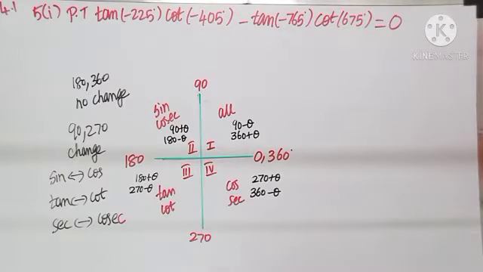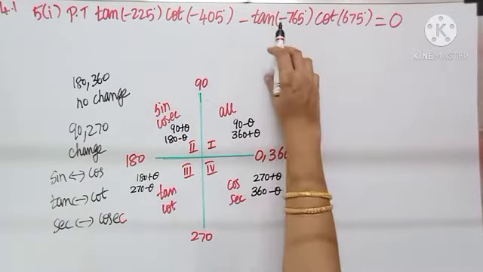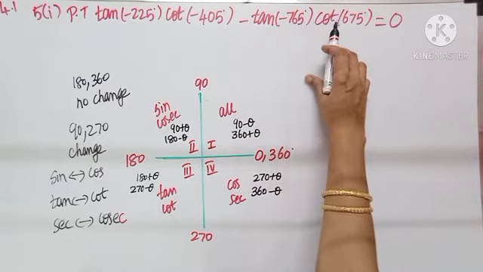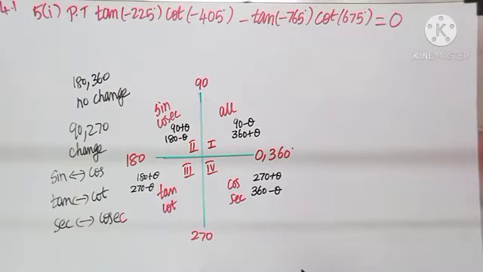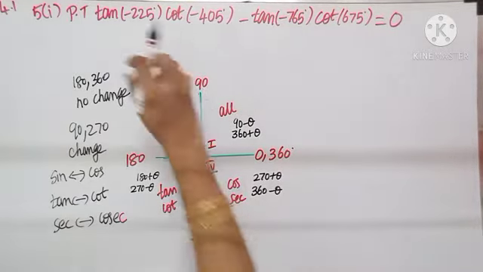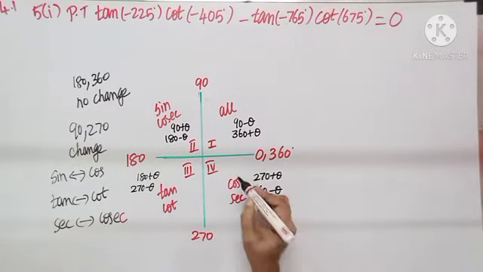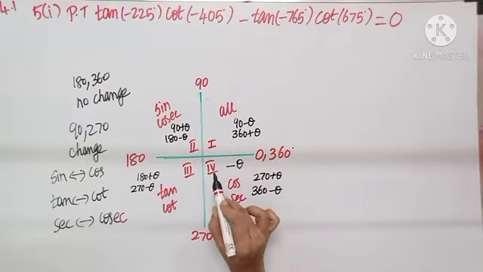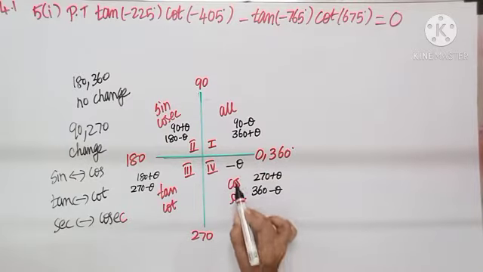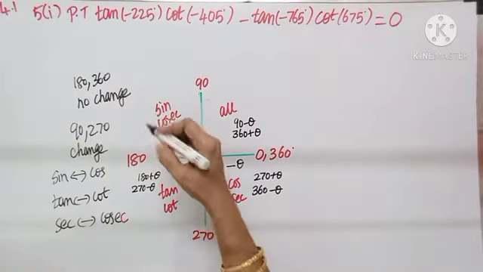Exercise 4.1, question number 5, subsection 1. Prove that tan minus 225 cot minus 405 minus tan minus 765 cot 675 is 0. Subtract, your answer is 0. First thing, so many minus symbols we check. We know minus theta comes in fourth quadrant. Fourth quadrant, only cos and secant are positive. Any other ratio comes, rewrite the problem.